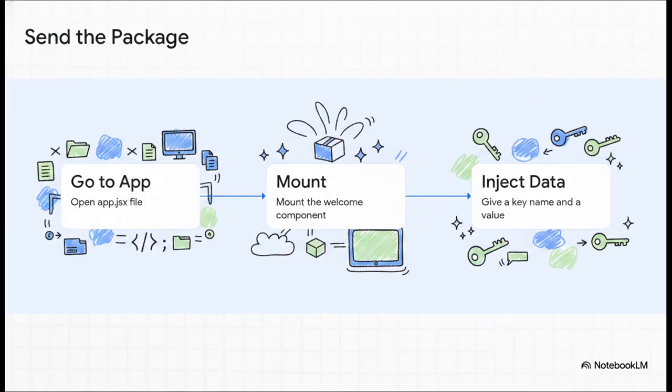To actually send that data package, we need to switch over to our main application file, which is usually going to be app.jsx. First step here, we mount our welcome component. That just means we type it out and place it inside our main app so it knows to actually show up on the screen. Then, step 3 is where the magic really happens. We give it a key name and a value. We're directly injecting the data right at the exact moment we declare the component.